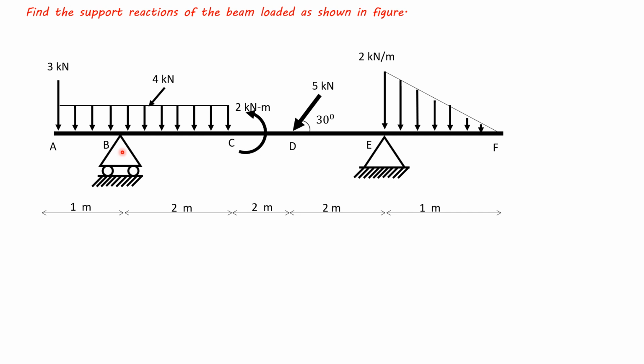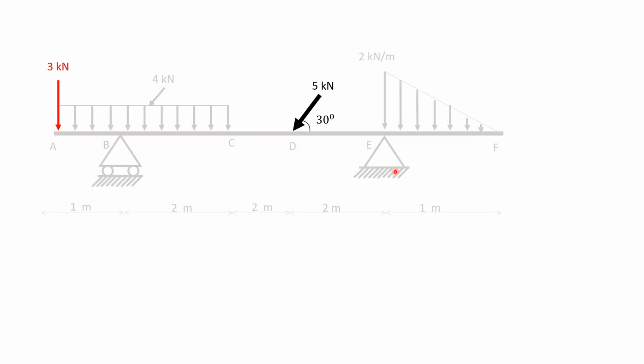And this is roller support and this is hinged support. We have to find out the reactions developed in these supports, reaction at B and reaction at E. Now, simplifying this 5 kilonewton force into horizontal and vertical components. Horizontal component is 5 cos 30, vertical component is 5 sin 30.